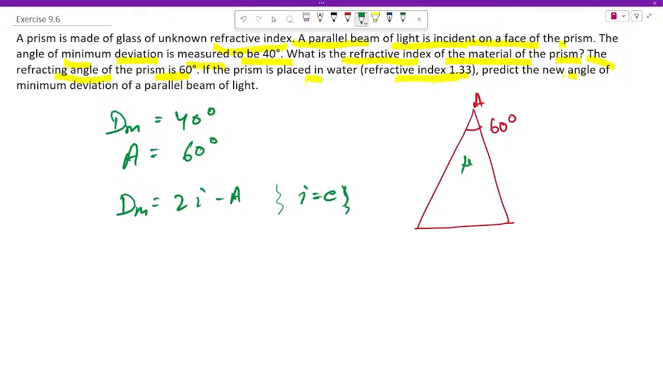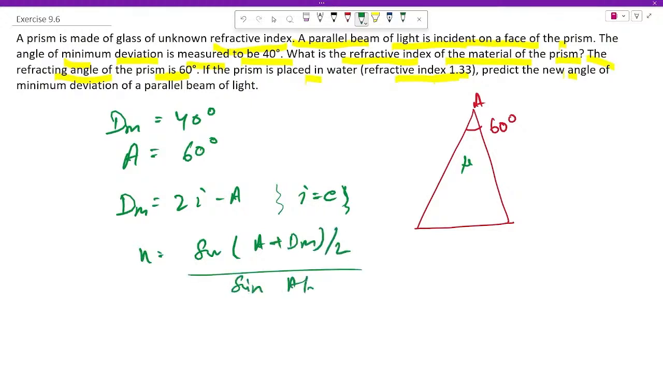We know that the refractive index of the prism is given by sine of (A plus dm) by 2 divided by sine of A by 2. Now here we have been given the values of A and dm both. So we can simply put sine of (A plus dm) by 2, that is 100 by 2, which is 50 degrees, divided by sine of A by 2, that is sine of 30. Now this gives us a refractive index of 1.53. So we have successfully found the refractive index of the prism.